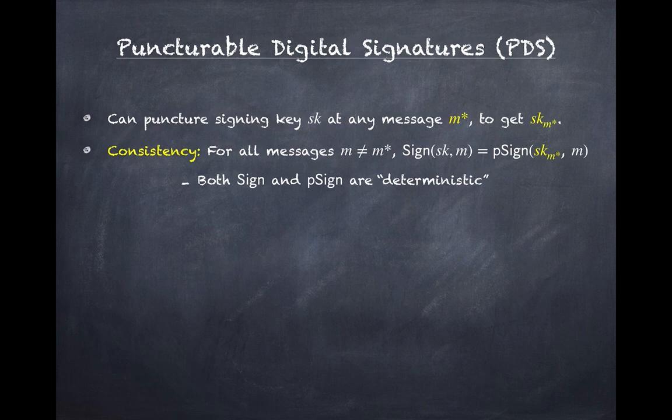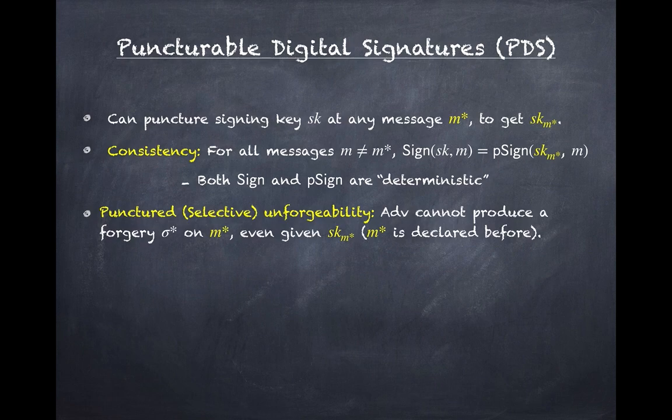And now you want the following consistency property, that for all messages M that are different from M star, it does not really matter whether you evaluate the signature using the original signing algorithm, using the master key SK, or you use a punctured signing algorithm using the punctured signing key on the same message M. So in particular, this says that both sign and punctured sign are deterministic.